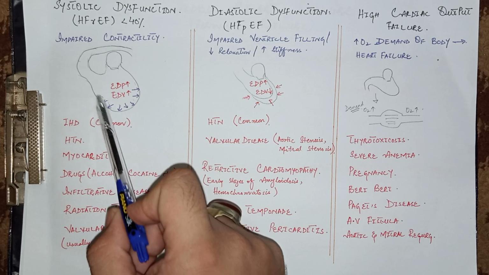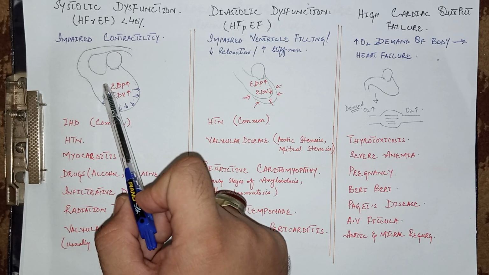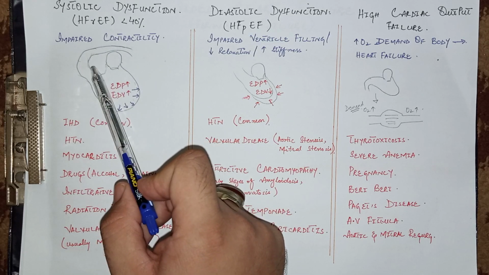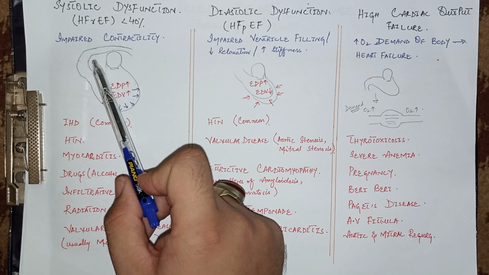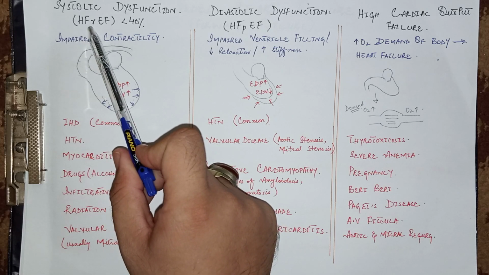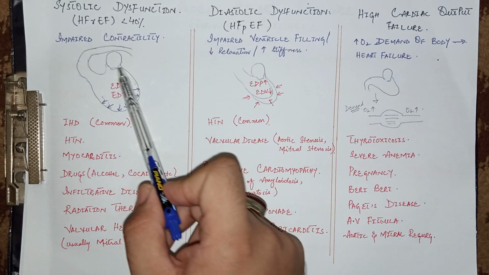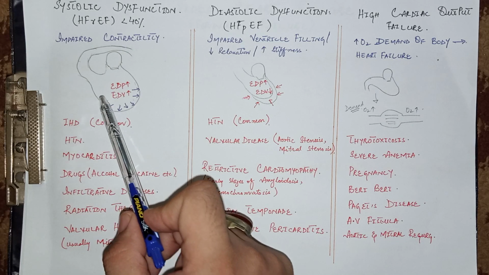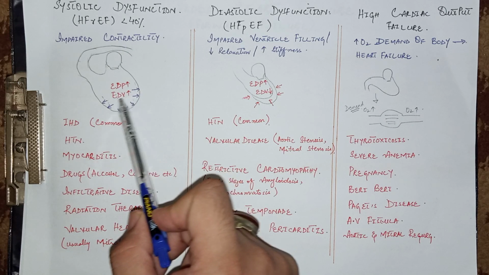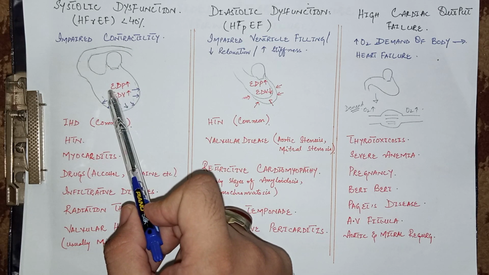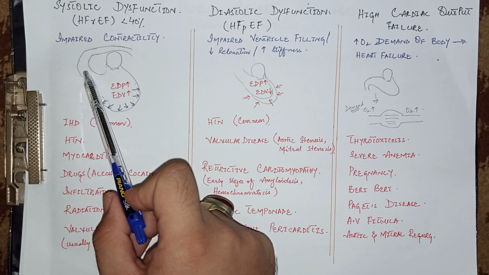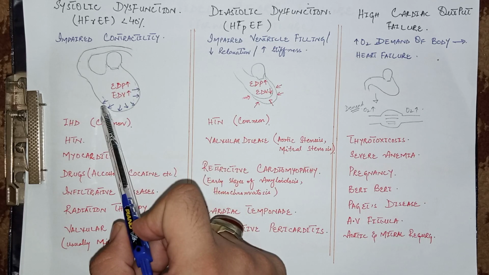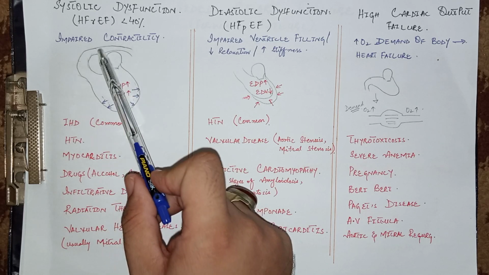Because of the problem in the contractility, there is a reduced ejection fraction. That ejection fraction in this case is below 40%, as we know that the normal ejection fraction is above 58%. That's why this is also called heart failure with reduced ejection fraction. In this case, the shape of the heart is dilated, as well as the end diastolic volume is increased, as well as there is more end diastolic pressure, but the ejection fraction is reduced because of the contractility failure. There are various causes of the systolic dysfunction.